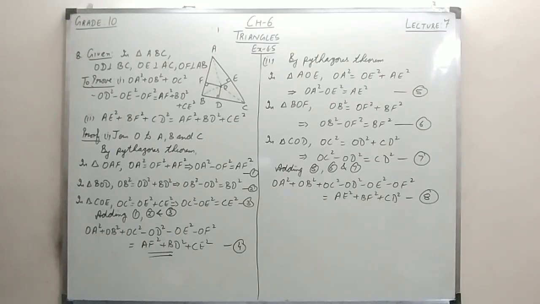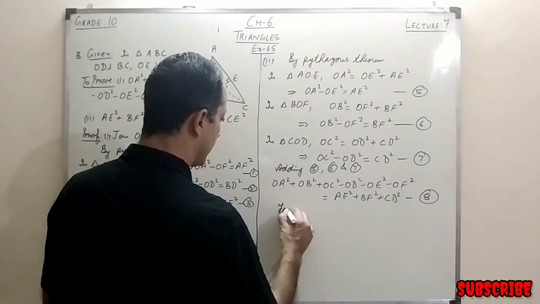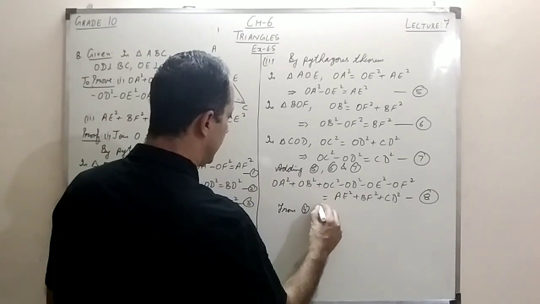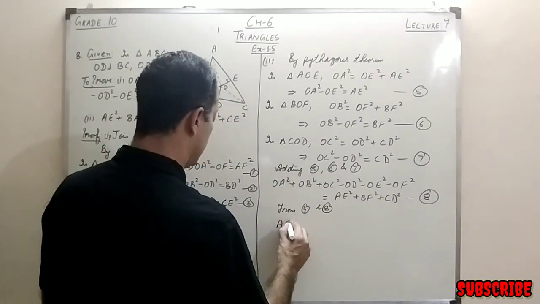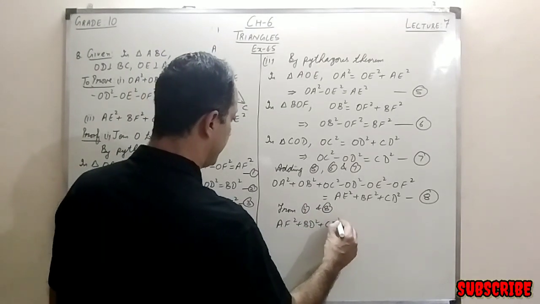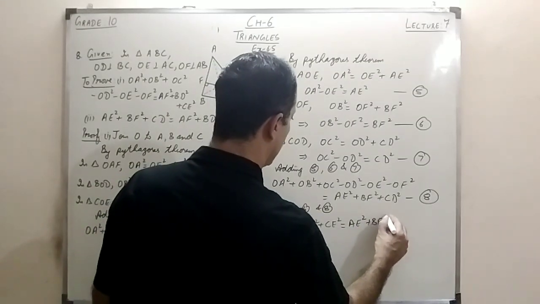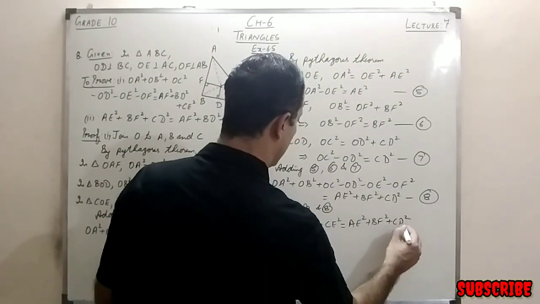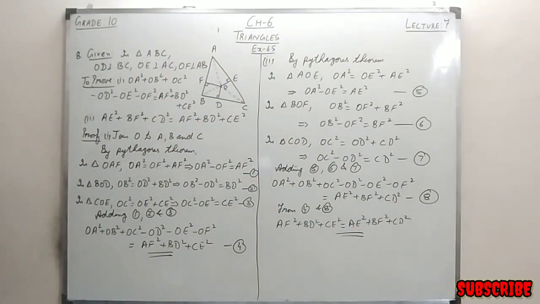Now if you see carefully, the left hand side of equation number 4 and 8 are the same, so obviously the right side would also be equal. So from 4 and 8, what I get is that AF square plus BD square plus CE square is equal to AE square plus BF square plus CD square. So this is the proof of the second part of this question, right?